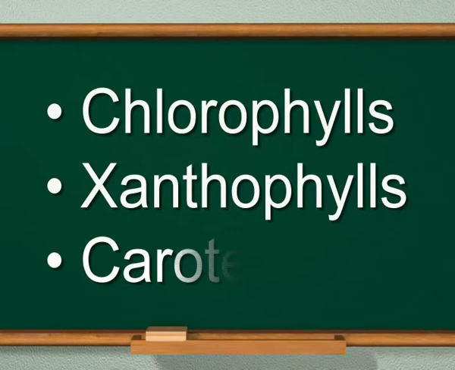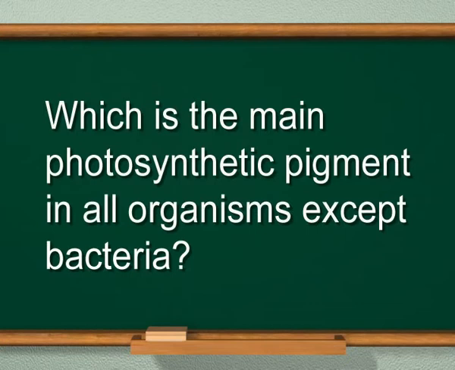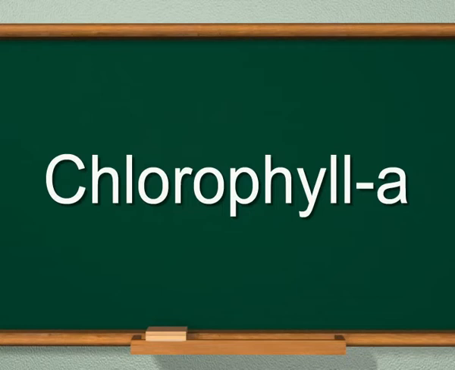The next question is, which is the main photosynthetic pigment present in all organisms except bacteria? The answer is, chlorophyll A is the green pigment common to all photosynthetic cells. It is a bluish green pigment. It acts as a reaction center. Chlorophyll A absorbs light well at a wavelength of about 400 to 450 nanometer and at 650 to 700 nanometer.